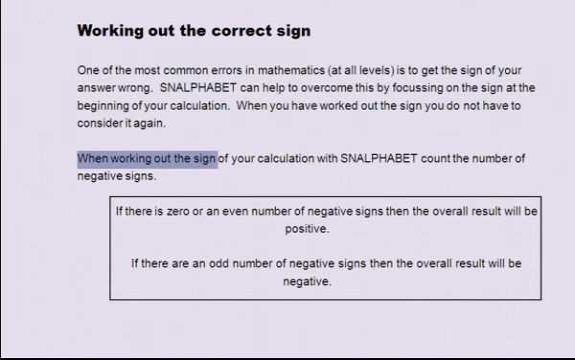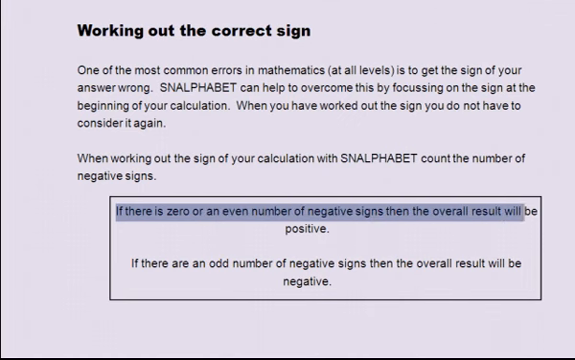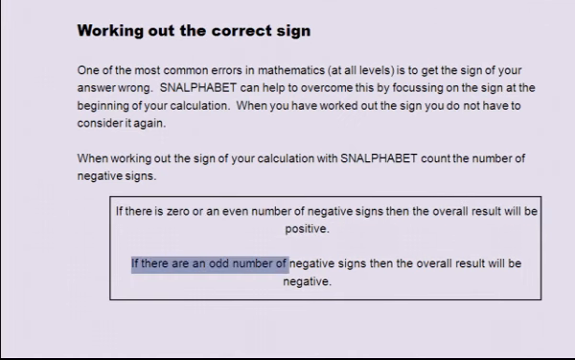When working out the sign of your calculation with SNAlphabet, count the number of negative signs. If there are 0 or an even number of negative signs, then the overall result will be positive. If there are an odd number of negative signs, then the overall result will be negative.